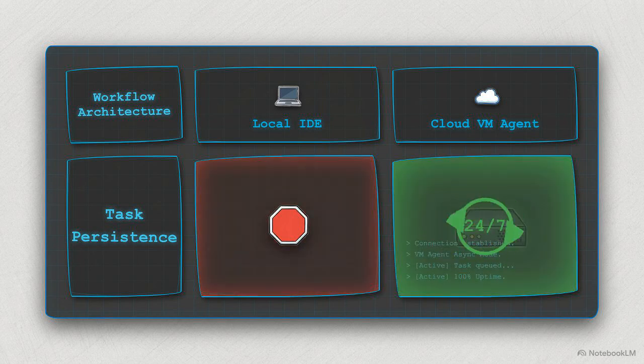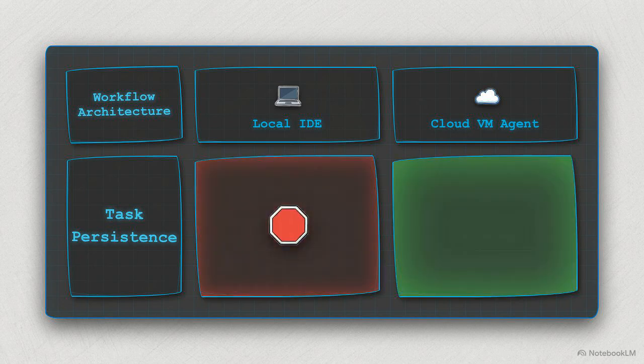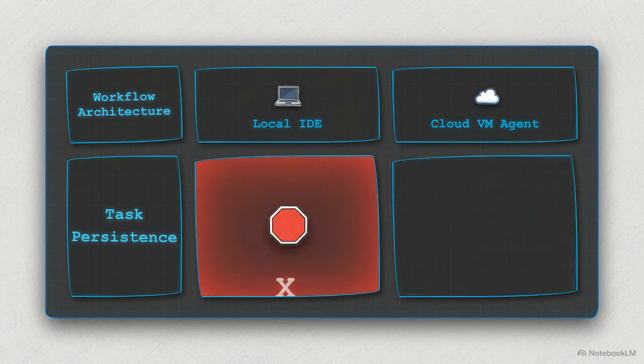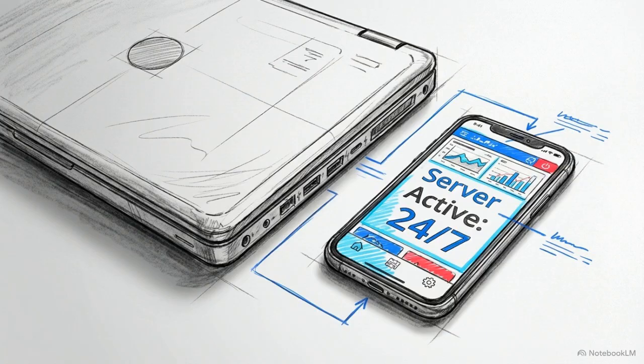Assigning complex data research to a cloud VM reverses this limitation. The task runs continuously in the background on the remote server, completely independent of whether your local laptop is awake, asleep, or powered off. Preserving your local battery life while gaining 24/7 continuous runtime severs the link between your physical hardware and your project's progress.